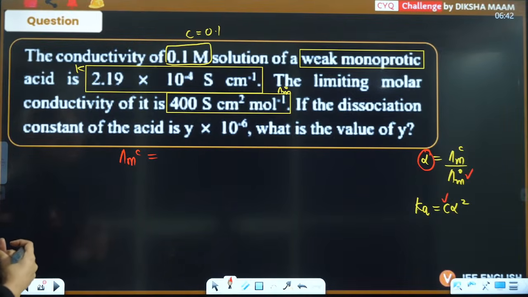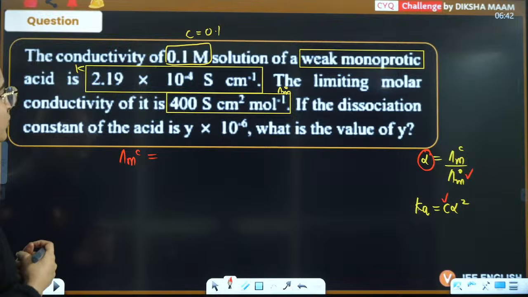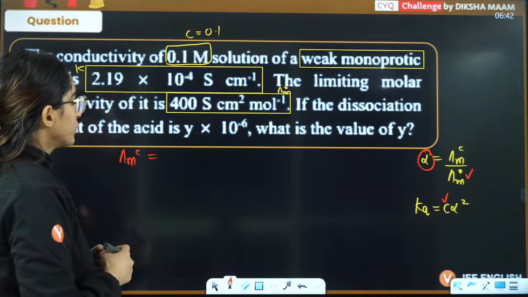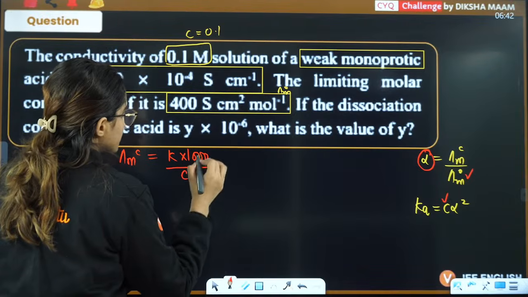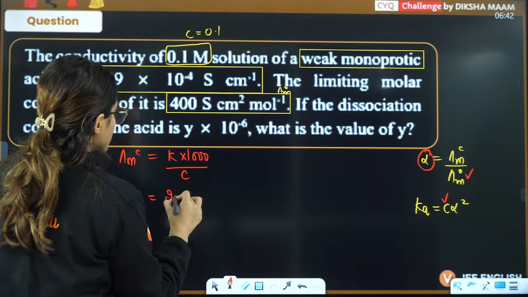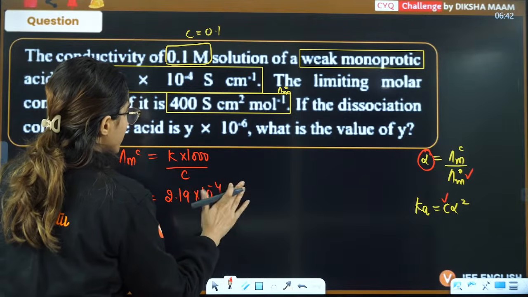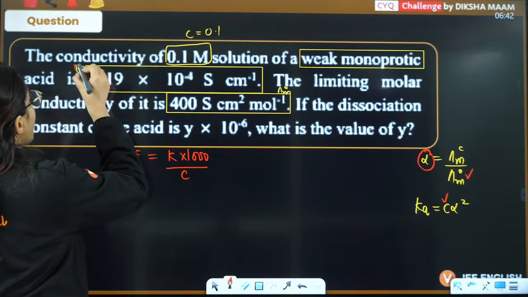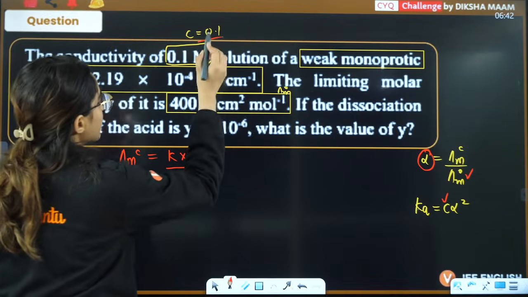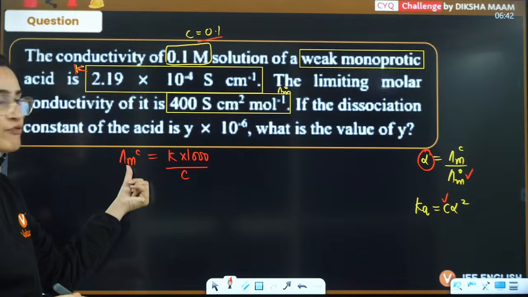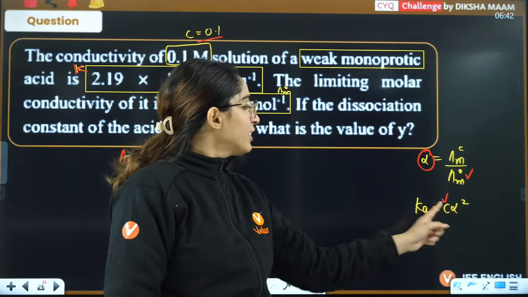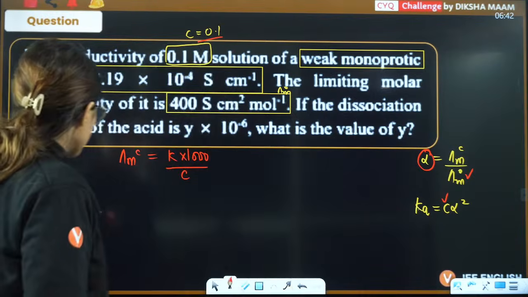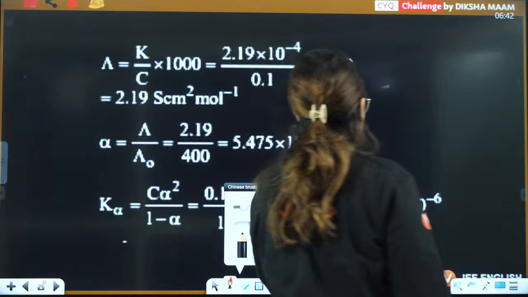So to solve this value, you should know that if things are given here in centimeter, centimeter, centimeter, then we'll just do kappa multiplied by 1000 by concentration, right? Kappa is given to you, that is 2.19 into 10 raised to minus 4, right? Concentration is given to you, this is kappa, this is concentration, right? You'll put this value, you will calculate the value of molar conductivity at concentration C, put it here, you will get the value of alpha, put it here, you will get the value of Ka, right? Okay, so calculation you have to do yourself, I'll just explain you, right?